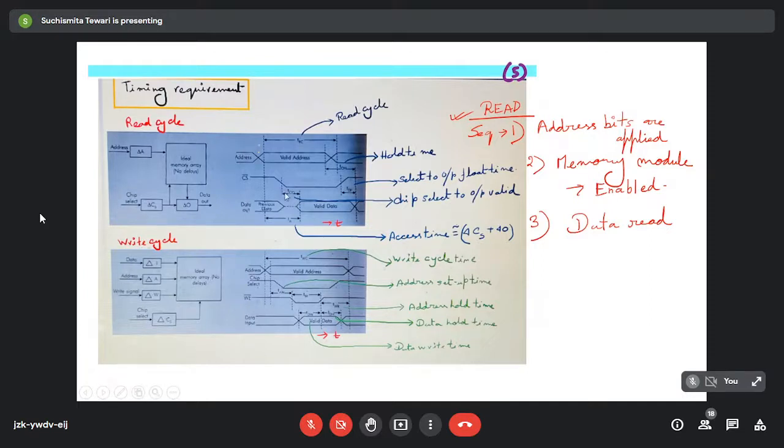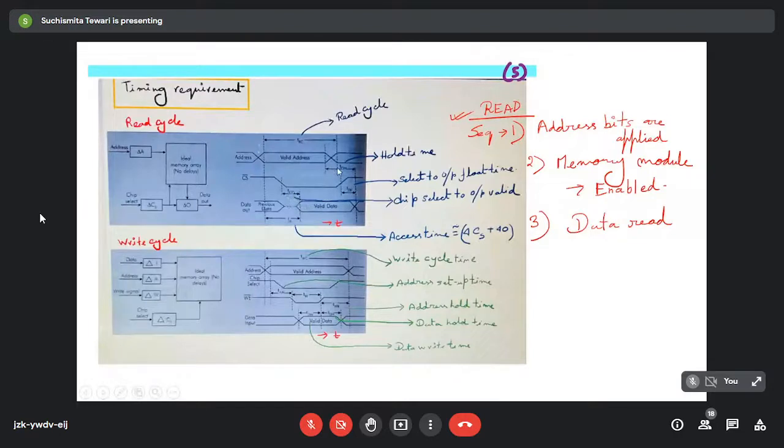What is this? This is after the chip select is enabled, from chip select to the time at which the valid output data is available at the output pin. So it is that particular time difference. It is what is denoted as TCO. So after the chip select is enabled, the time needed for the data to appear at the output pin, it is that much time.